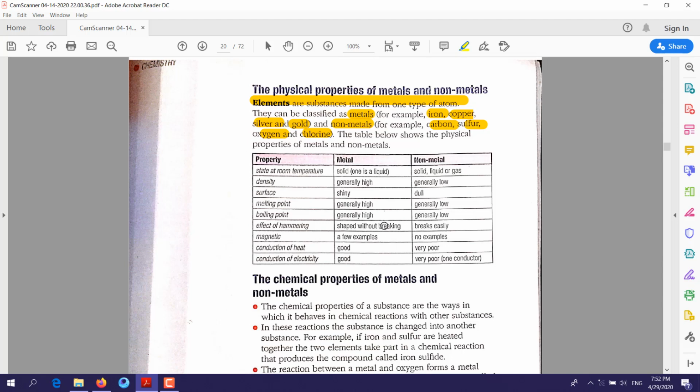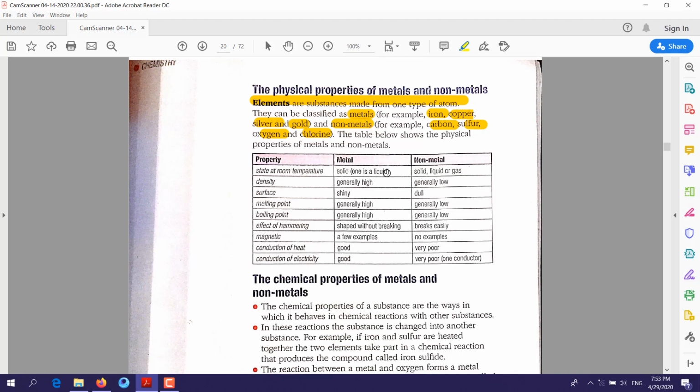Now, if you look at this table, it differentiates between metals and non-metals by their physical properties. Here we have the metals and non-metals and their properties. Let's take the first property as an example: state at room temperature. Any metal that you bring to room temperature, which is 24 or 25 Celsius, you will see it is solid.